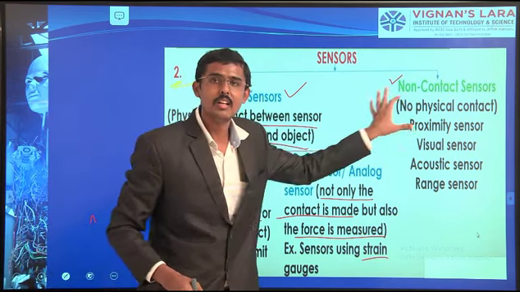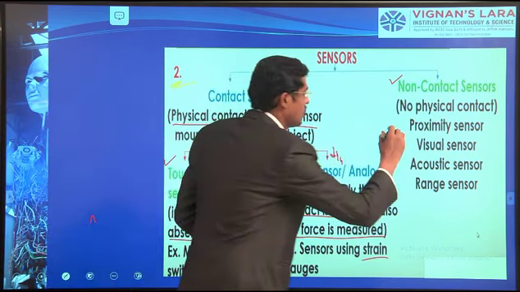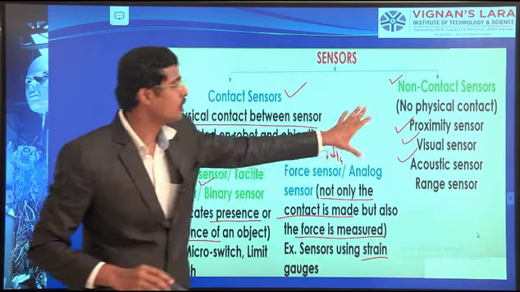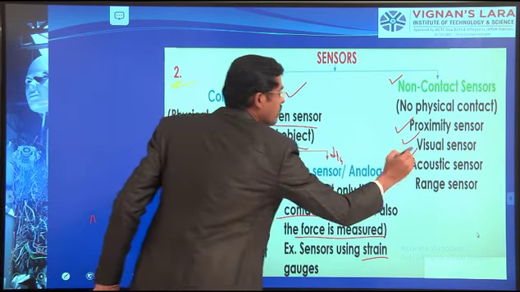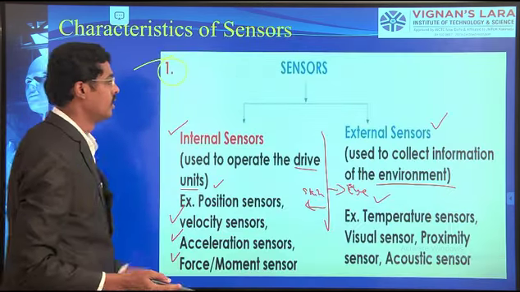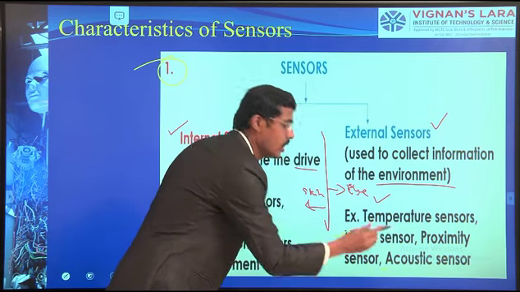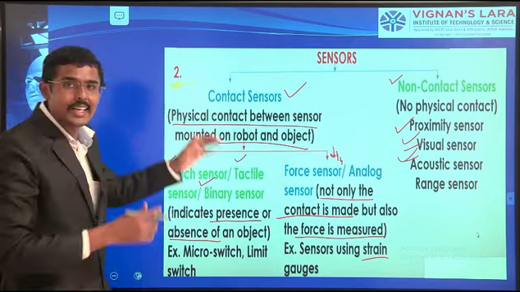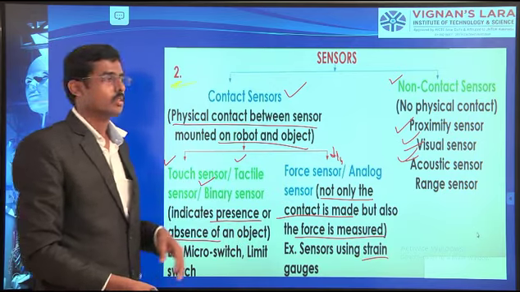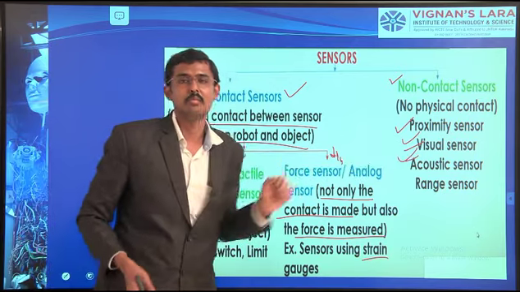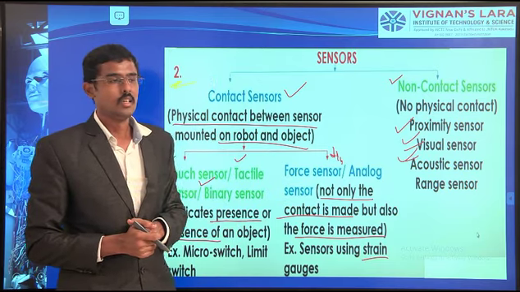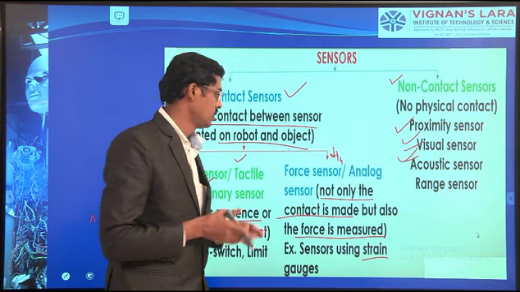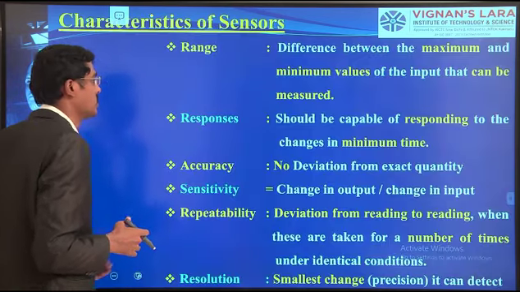The other end, we have the non-contact type. What are they? Again, the proximity, visual, acoustic. All this we have seen in the environmental sensors in the previous slide. The visuals are available in the external sensors. The same, I am categorizing in two forms: contact and non-contact methods. All together, we want to see more than 8 to 10 sensors in the upcoming sessions.